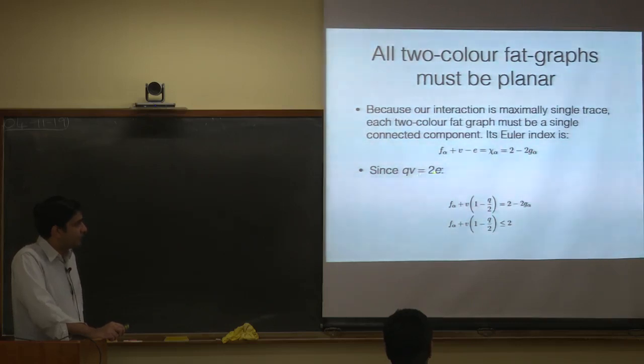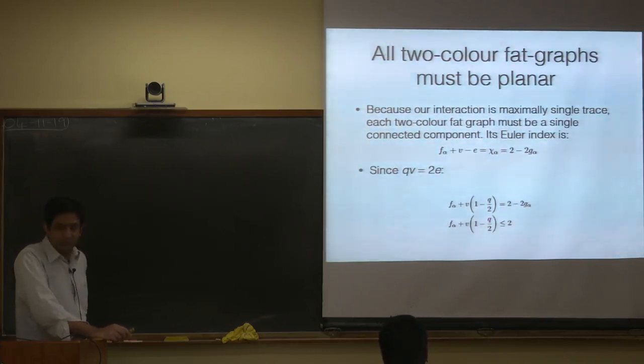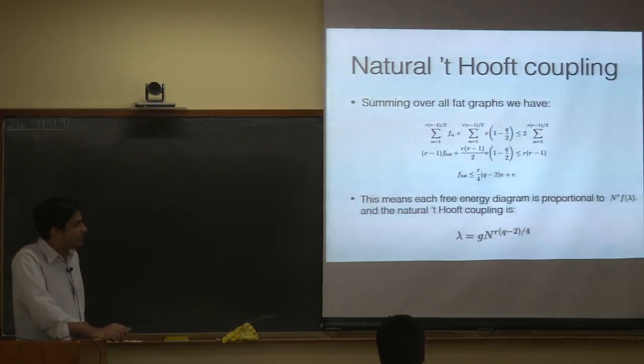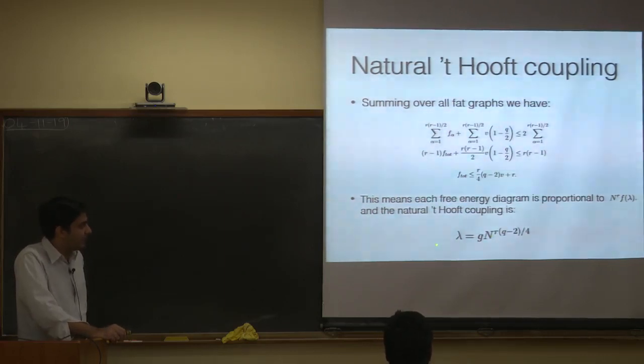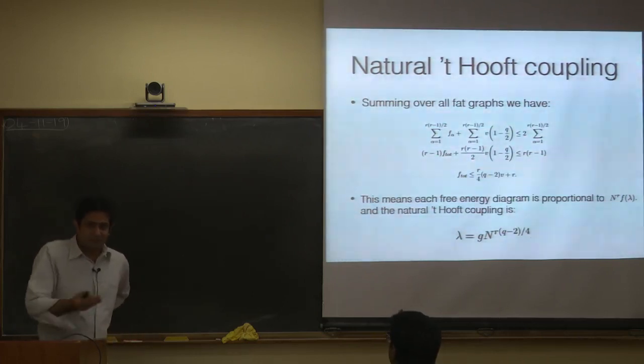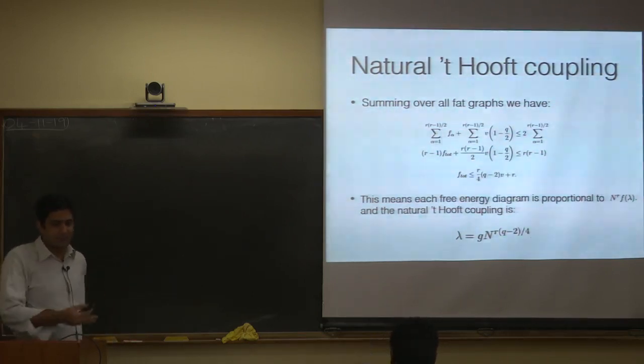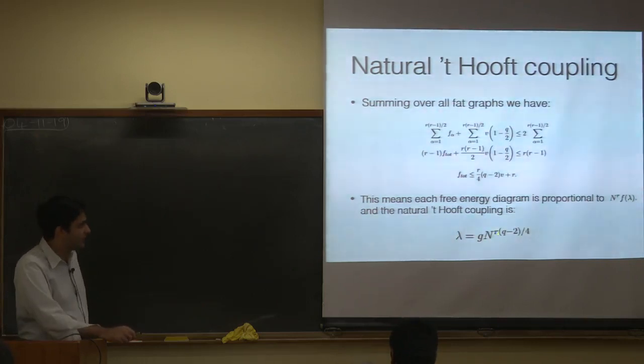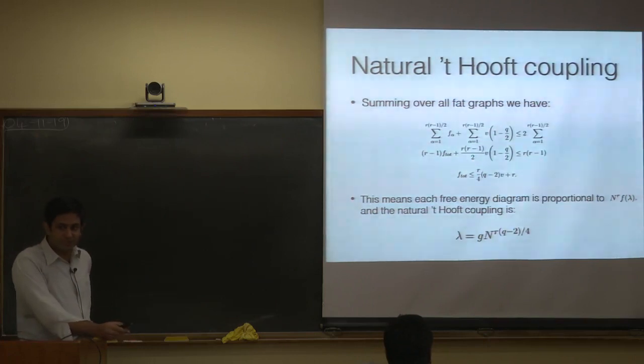And since qv is 2e, that tells you f, the number of faces, satisfies this relation between q and v. So it's basically identical, just with q and v different. So we find lambda, the free energy, is proportional to n to the power r, because there's r colors, as you expect, just the elementary graph, n to the r, and lambda is r times (q minus 2) over 4. So this part was easy.